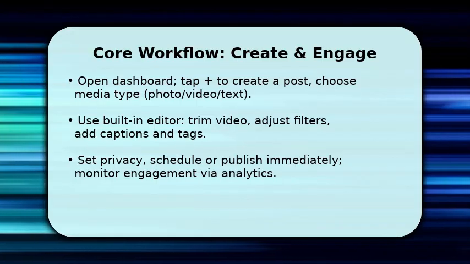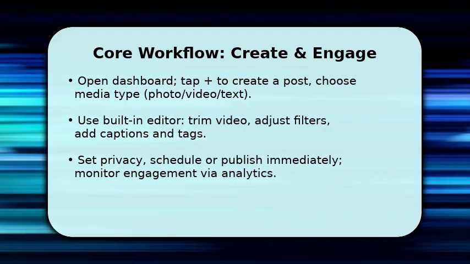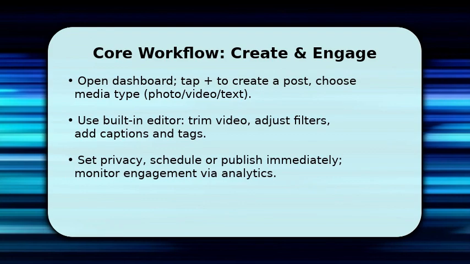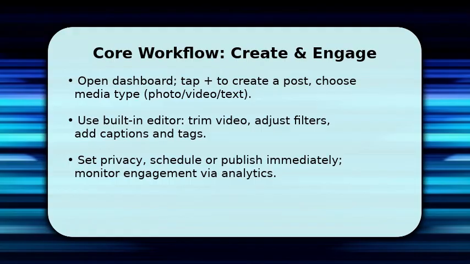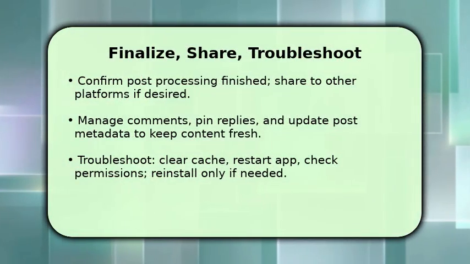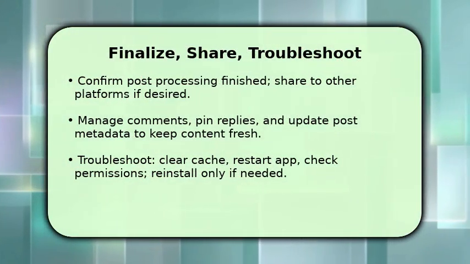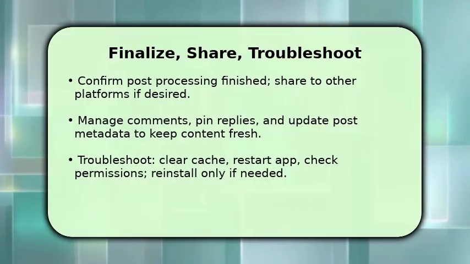After that, choose privacy and either schedule or publish immediately. Scheduling ensures consistent posting. Finally, review in-app analytics to see impressions and adjust timing and content. This loop improves reach over time. You finish by confirming processing is complete, then share to other platforms or copy the link to distribute.